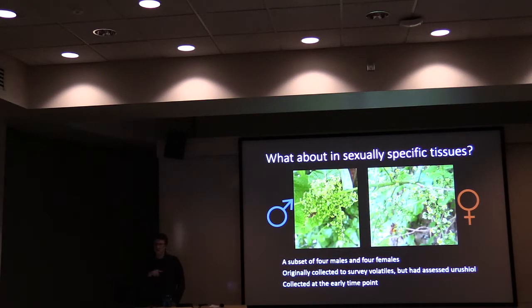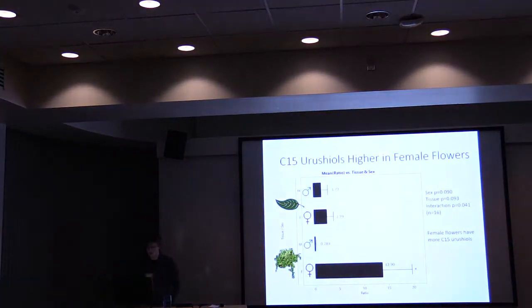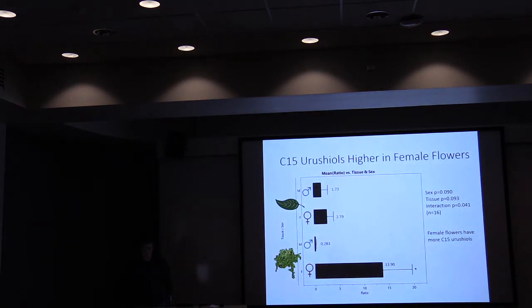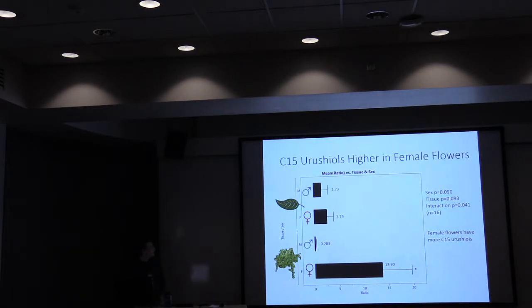And these flowers were collected at the same time as the early time point, from the same plants, for this subsample of four male and four female flowers. And here we see something a little bit different. Again, sex wasn't a strong predictor of the ratio here, and neither was tissue type, but the interaction was really important. Female flowers specifically have much more C15 urushiols than C17 urushiols. This ratio difference of over 10 is the same sort of ratio that we see in seedlings all the time. We always see that the C15 urushiols are about 10 times higher than the C17 urushiols.